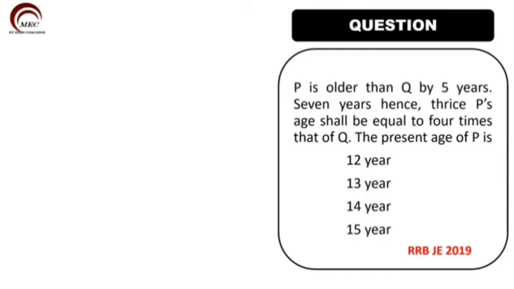P is older than Q by 5 years. So let us take the age of Q equal to x. Age of Q is equal to x. P is older than Q, so the age of P will be x plus 5. Always we relate as per the given question. If Q is equal to x, P will be equal to x plus 5.